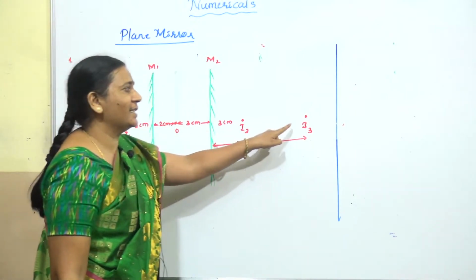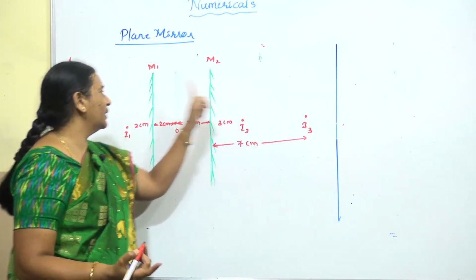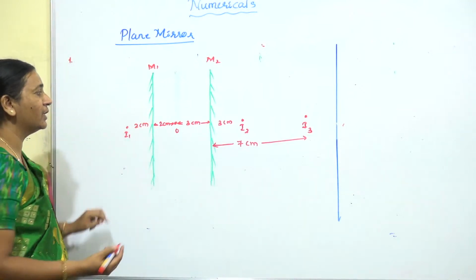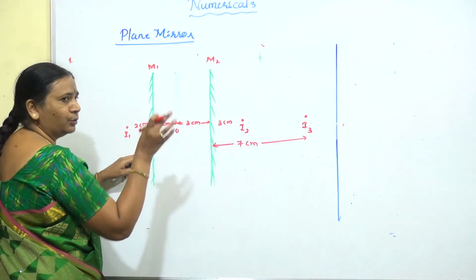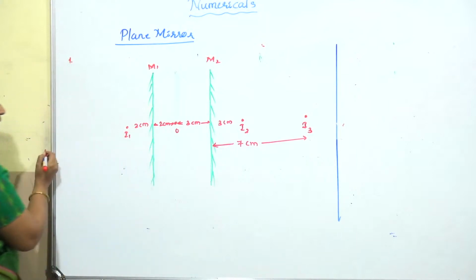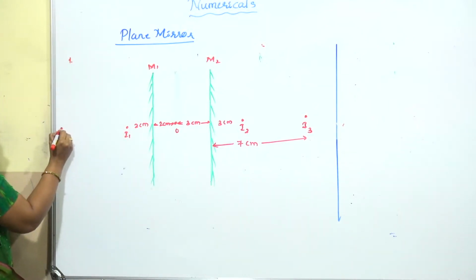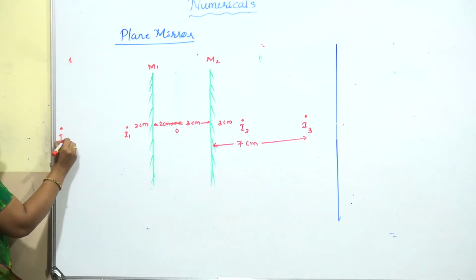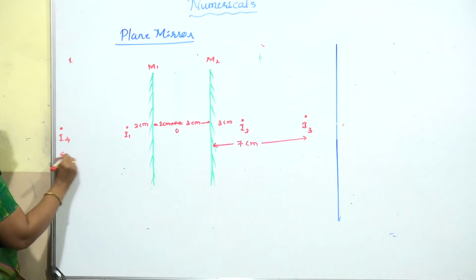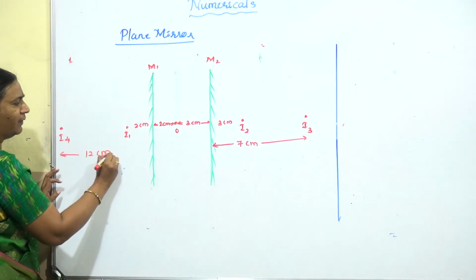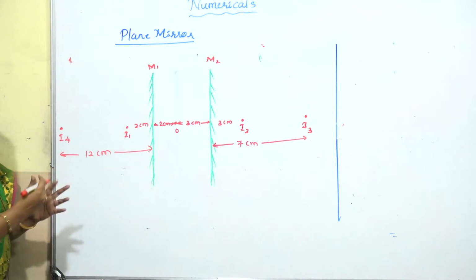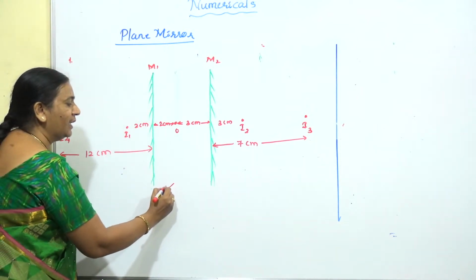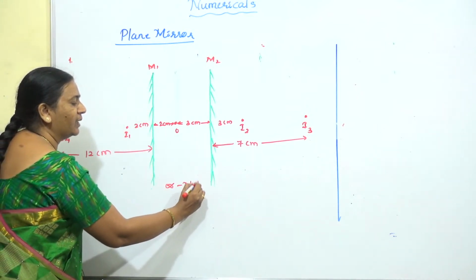Okay, now this acts as what? Virtual object for the, again this one. What is the total distance? 7 plus 5. Totally 12 is there. Then behind this, from here, I am getting somewhere at 12 centimeter, our I4. If I go on forming like this, never ending. We get actually infinite number of images.